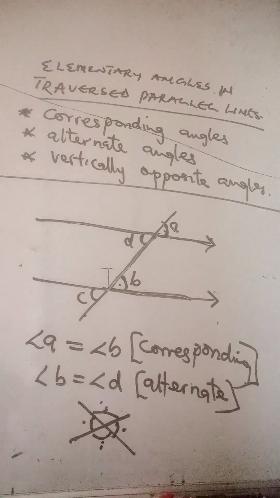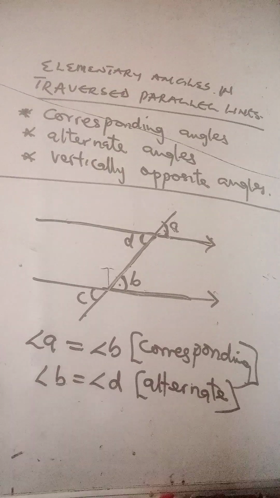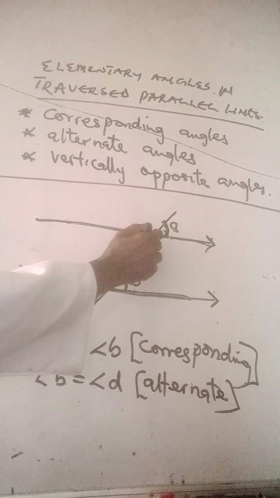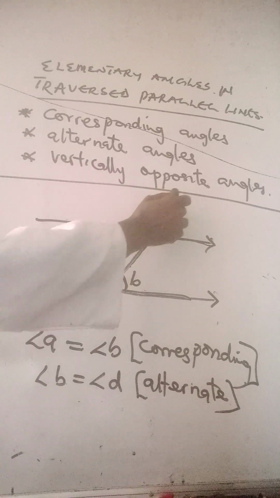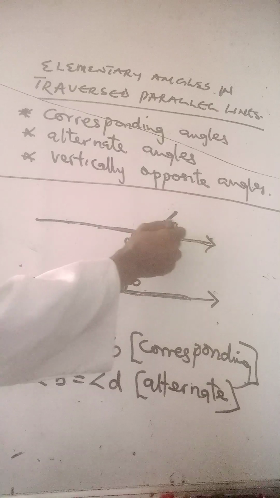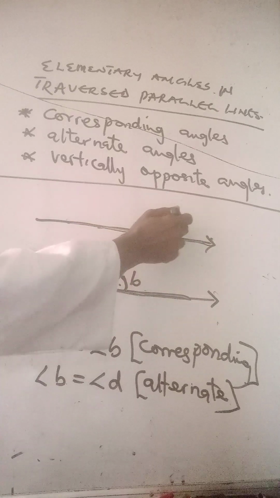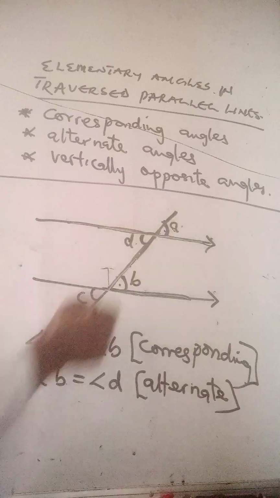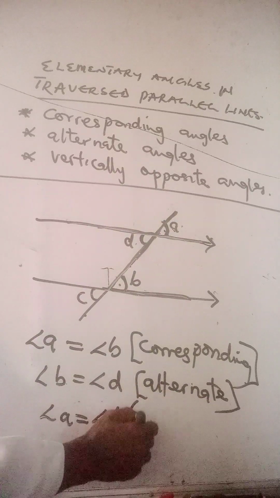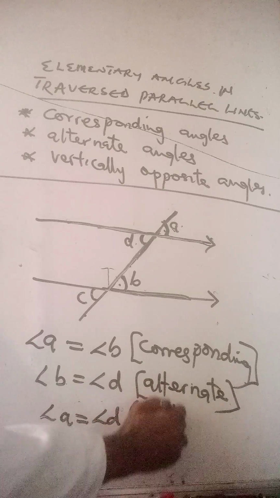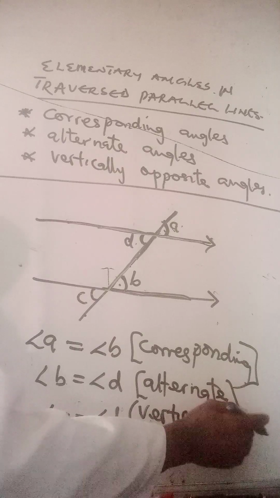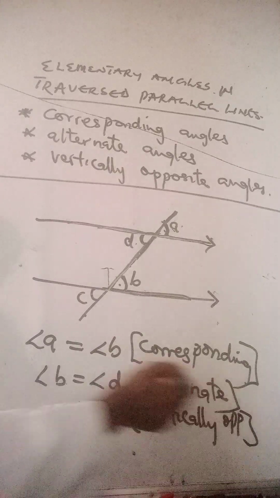Now, let me apply that. By the time you look here, you will see that angle A and angle D are vertically opposite because this is a cross. See, you can form a cross here. So A and D are vertically opposite. That means angle A is equal to angle what? D. What reason? Vertically opposite.